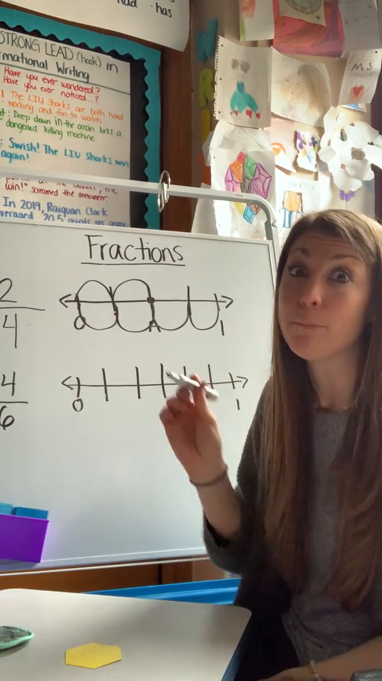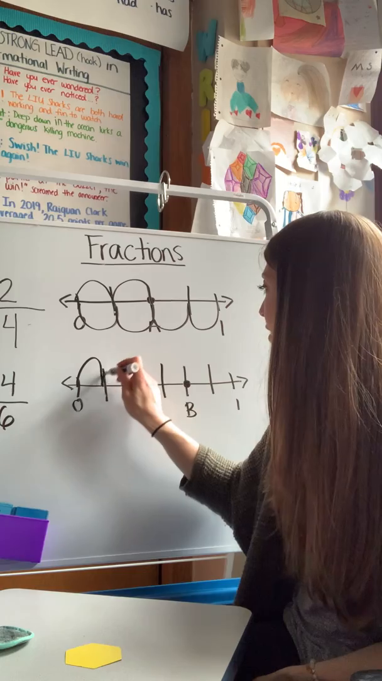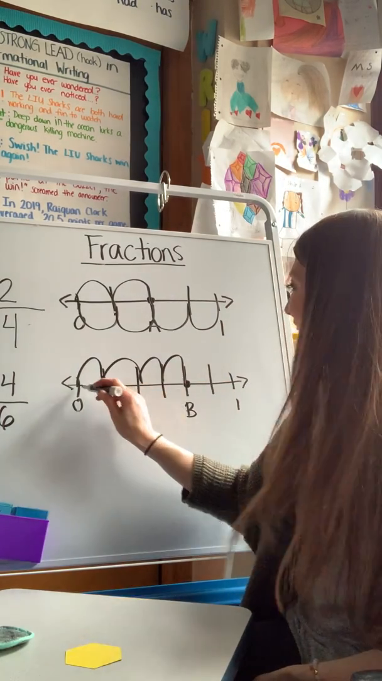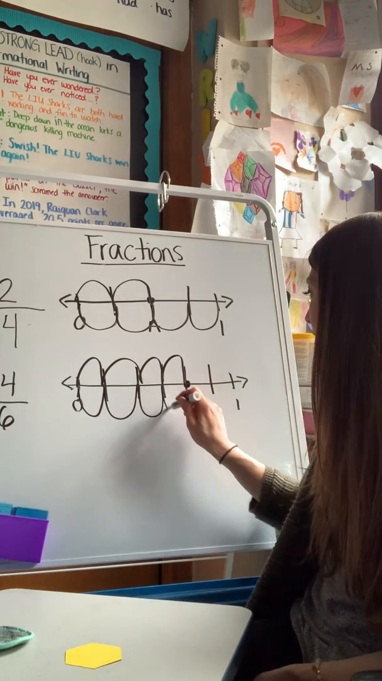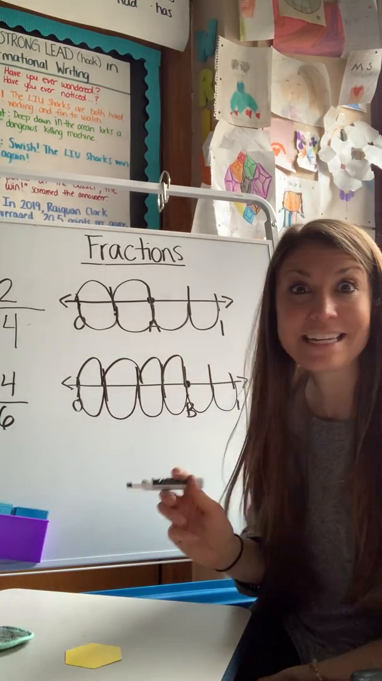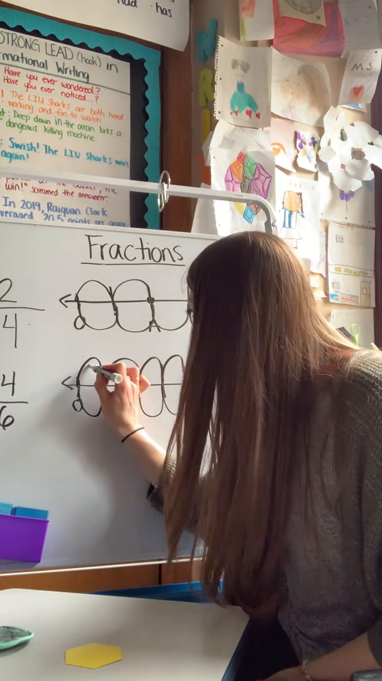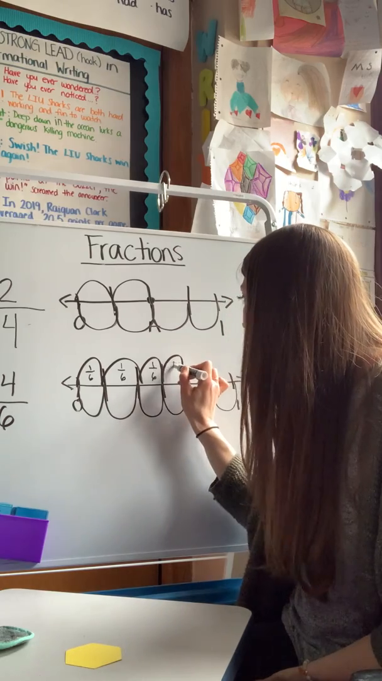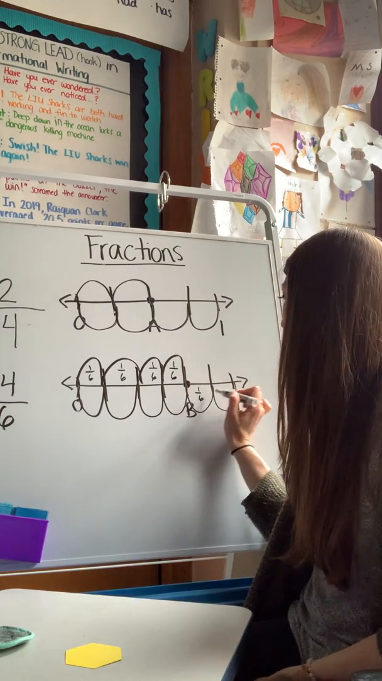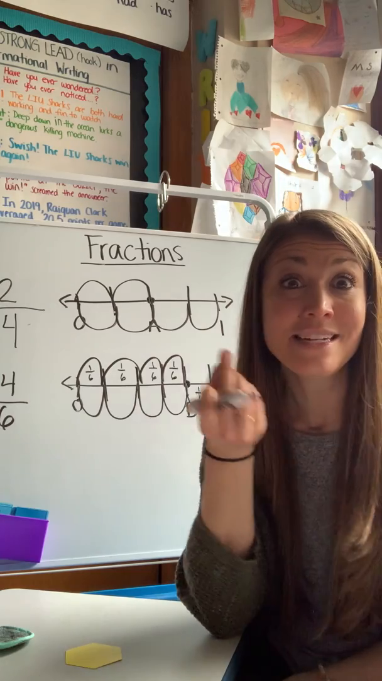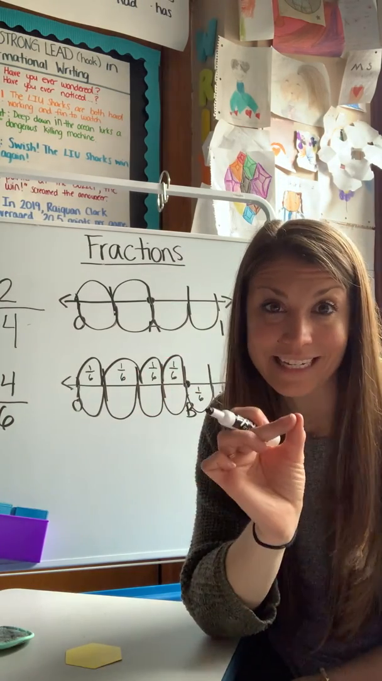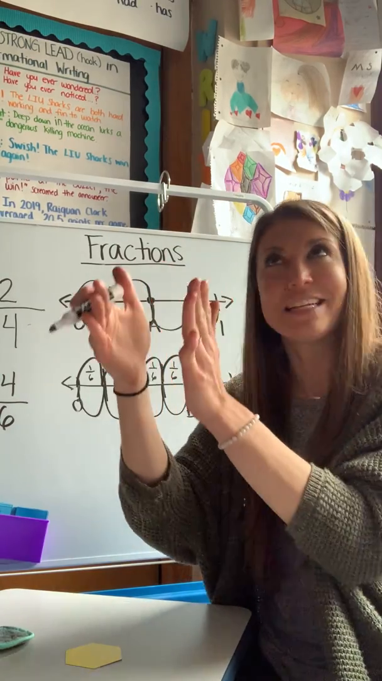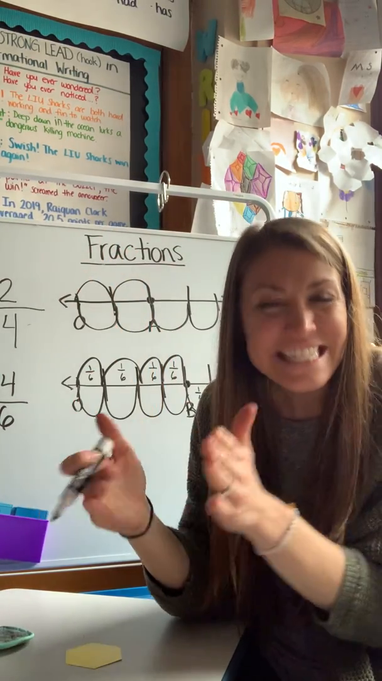Now let's check with our movements. So here we go. 1, 2, 3, 4. And then 1, 2, 3, 4, 5, 6. Perfect. I know that each of these pieces is 1/6. They're 1/6 of my whole. So 1/6 plus 1/6 plus 1/6 plus 1/6 plus 1/6 plus 1/6 equals 1 whole.